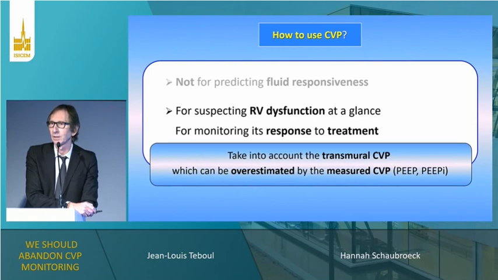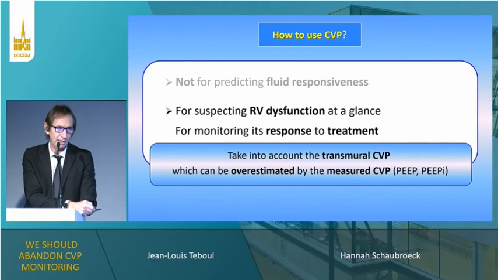Of course, if you measure CVP as a marker of the right ventricular filling pressure, you should take into account the transmural CVP, which can be overestimated by the measured CVP during PEEP or PEEP-I.